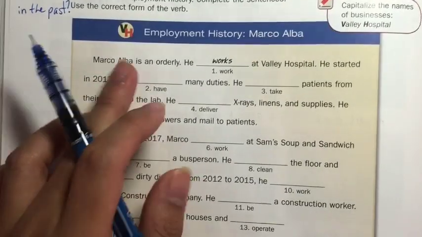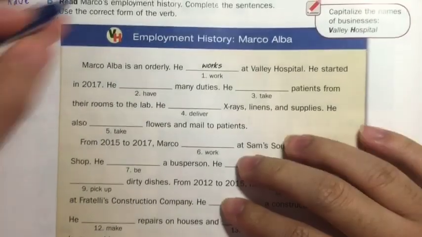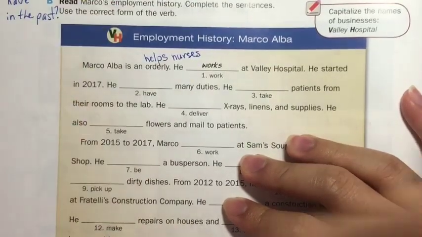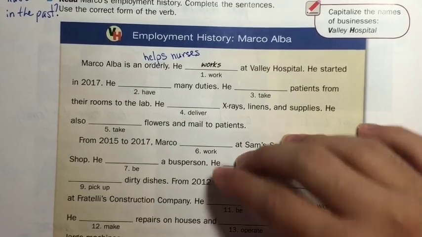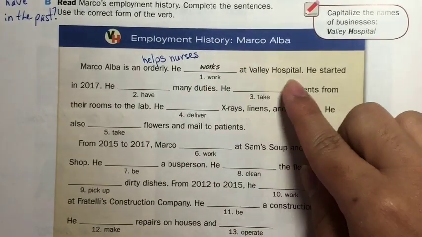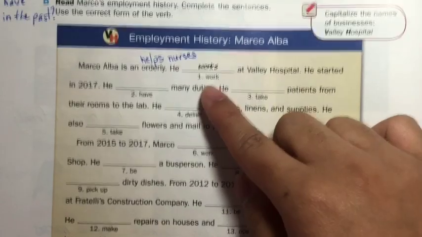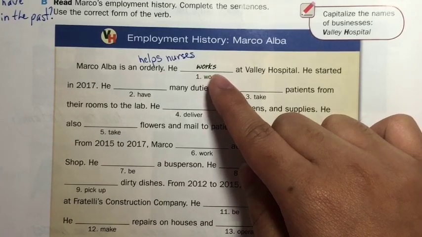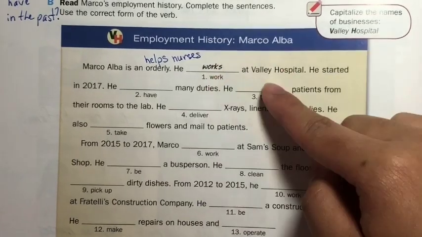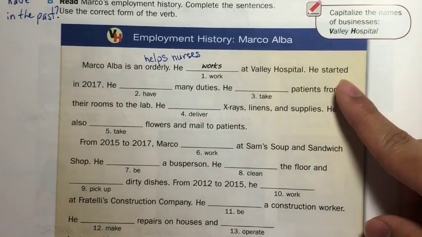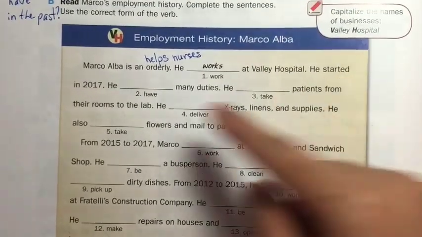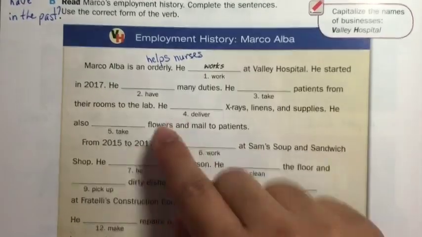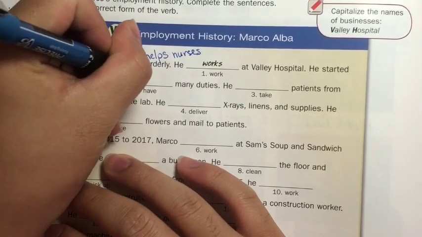All right, so Marco Alba is an orderly. An orderly is someone who helps nurses, I guess. They help nurses, or maybe they are nurses. He works at Valley Hospital. So here, we're saying he works with an S at the end because this is in the present tense. We're talking about now. So we say he works at Valley Hospital. He started, here we're using the past tense, started in 2017. He blank many duties. So we're talking about now. So we say he has many duties.